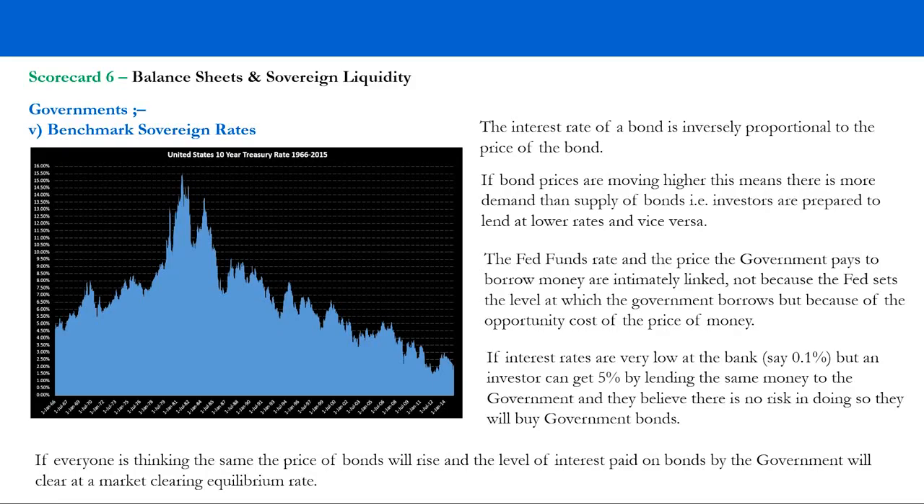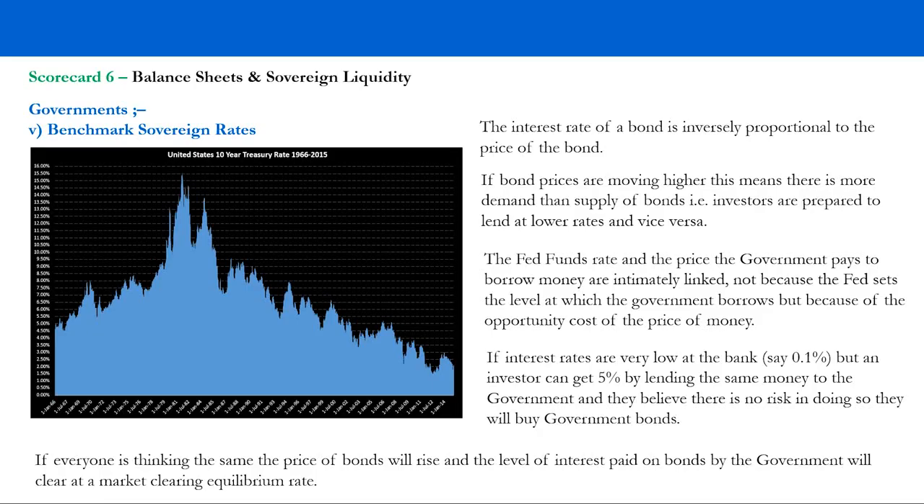And the Fed funds rate and the price the government pays to borrow money, although it's a different mechanism, are intimately linked, not because the Fed sets the level directly at which the government borrows, but because of the opportunity cost of the price of money. So imagine if interest rates, the Fed funds rate as set by Fed-sponsored banks, are very low at the bank, say 0.1%, but an investor can get 5% by lending the same money to the government, and they believe that there is no risk in doing so. So they go out and buy government bonds.